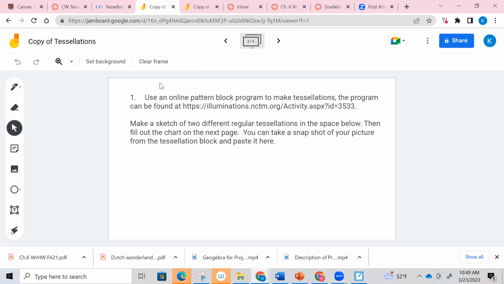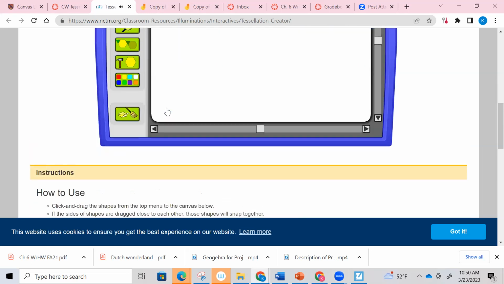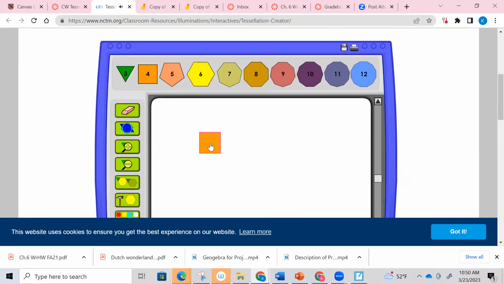But the first thing you're going to do is make a sketch of 2 different regular tessellations in the space below. And then you're going to fill out the chart on the next page. And you're going to take a snapshot of your picture from the tessellation block and paste it here. So these are all regular polygons, and you want to figure out which ones tessellate. So what you're going to do, I'm just going to do the square because we already talked about it, is you click on and drag the shape there.